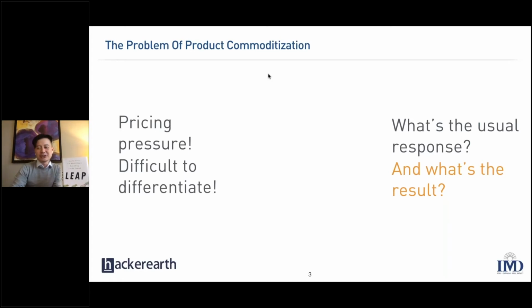When I joined IMD about 8 years ago after my graduation from Harvard Business School, one of the key complaints that I heard from executives was that their product is getting commoditized, meaning their product is facing all kinds of pricing pressure. They find it harder and harder to differentiate in the marketplace. We call it products getting commoditized. So oftentimes I ask executives to tell me, what is the usual response that large established companies would have when they first experience this pain of product commoditization? And oftentimes the response I get comes down to two paths.